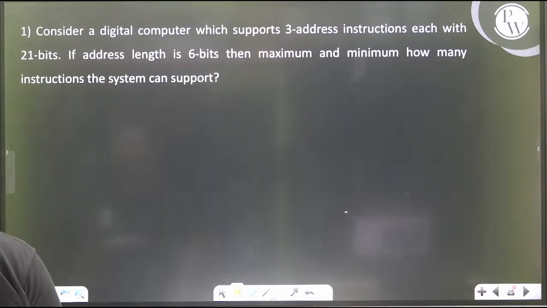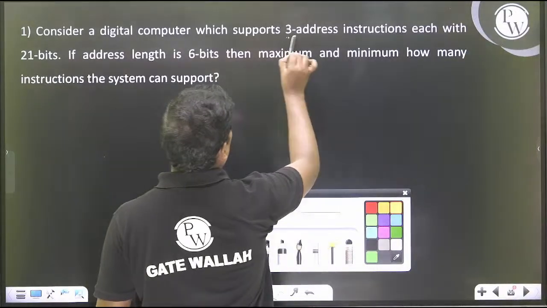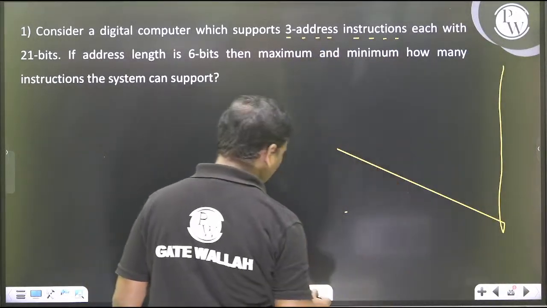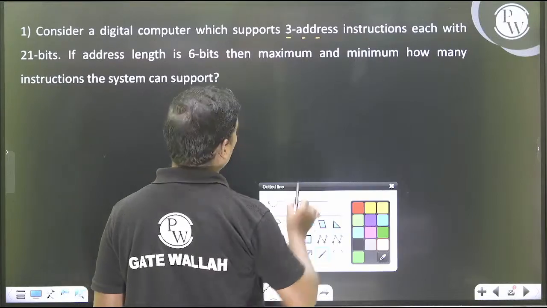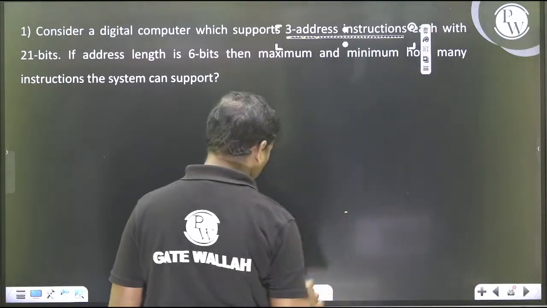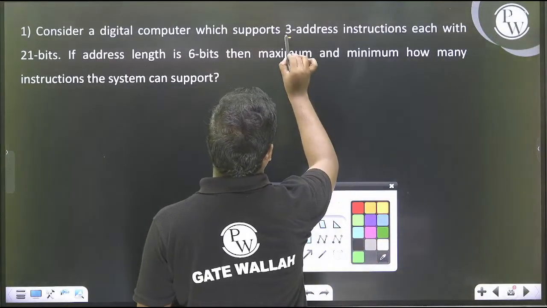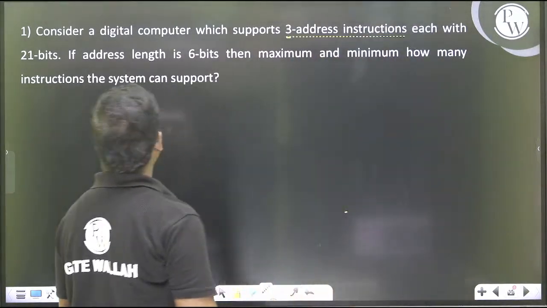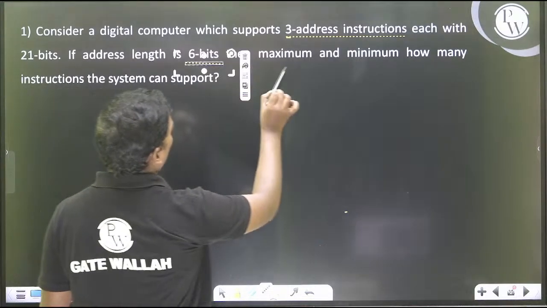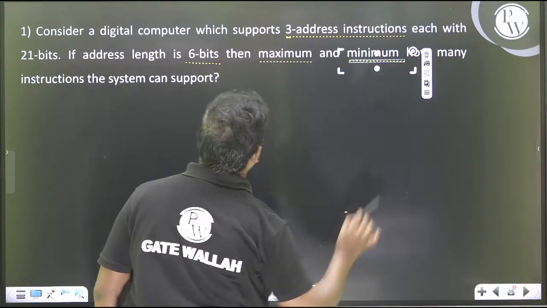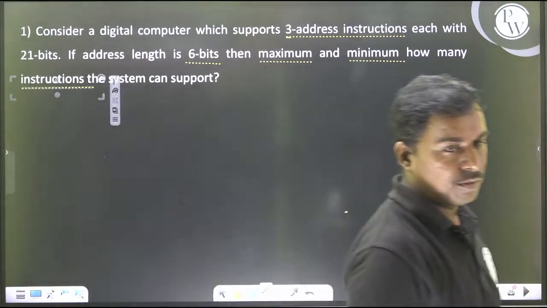Try to answer this question. Consider a digital computer which supports 3 address instructions, each with 21 bits. If the address length is 6 bits, then the maximum and the minimum, how many instructions can the system support? Can anybody answer this question?